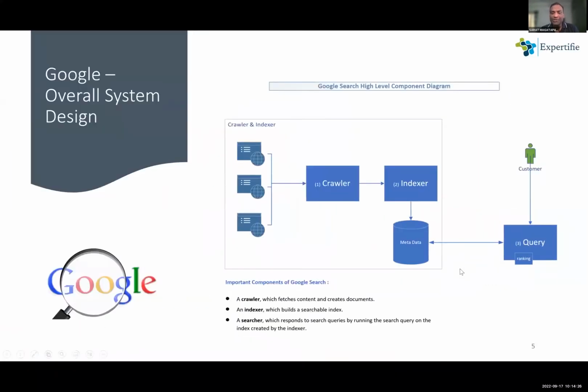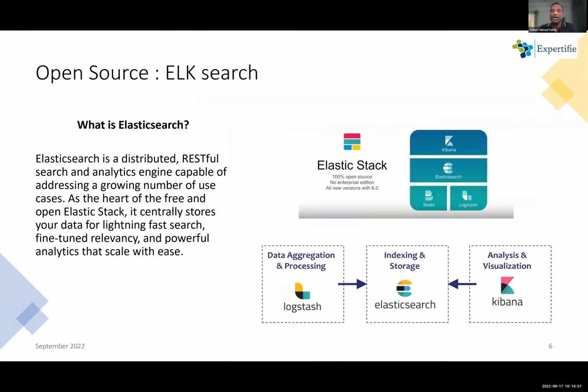So in short, for any search application, these are the three important components: crawler, indexer, and searcher, right? These are the important components of even Google search as well. Is there any question? Stop me if you have any question, but this is a high-level component diagram of our distributed search or any other search application. So we'll do a comparison.